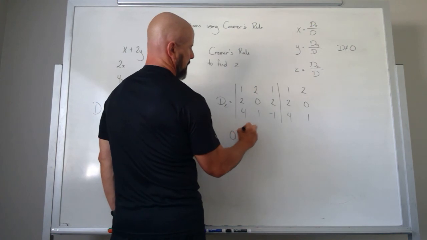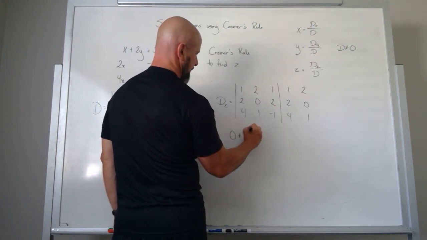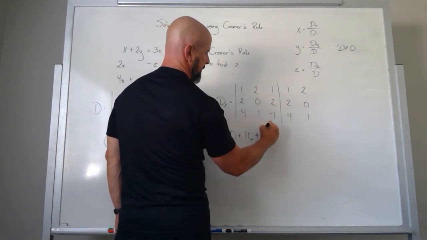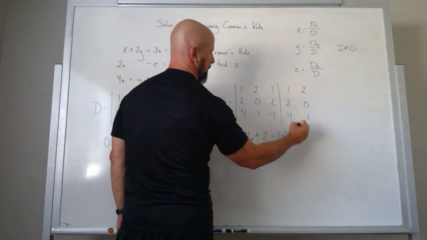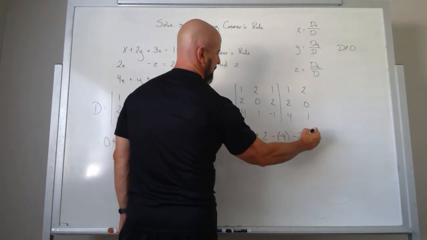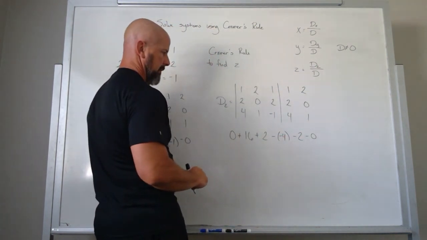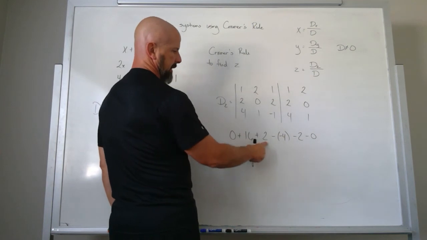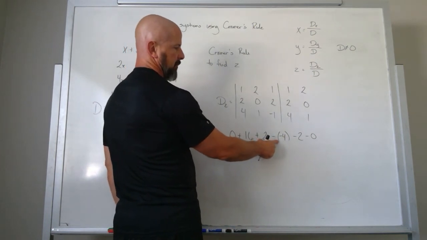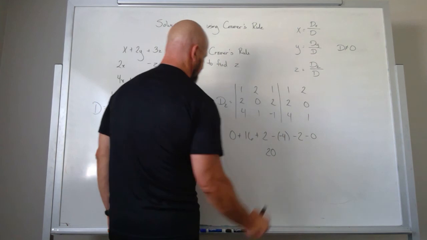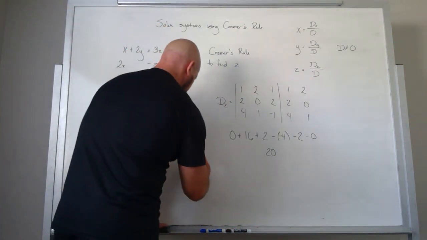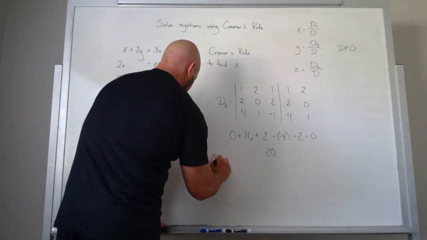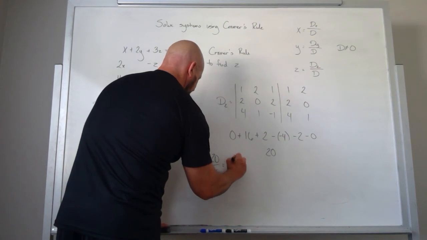0 plus 16 plus 2, minus negative 4, minus 2, minus 0. Evaluate. 18 plus 4 is 22, minus 2 is 20. So D sub z is 20. So my z value would be 20 over negative 5, which is negative 4.